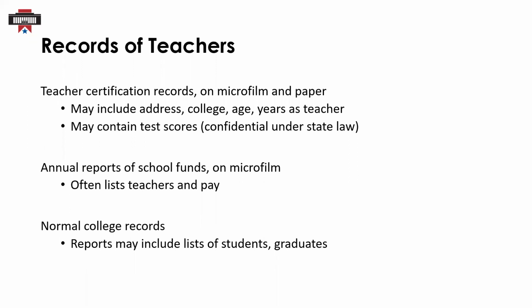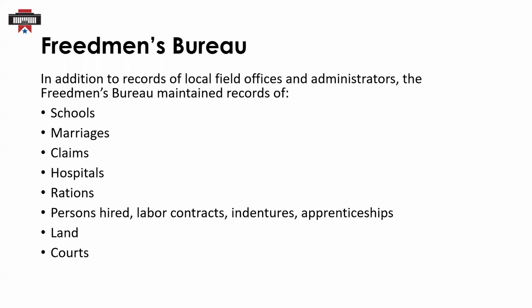The Bureau of Refugees, Freedmen, and Abandoned Lands was a federal agency that played an important role immediately following the Civil War. More commonly known as the Freedmen's Bureau, this agency operated in Texas from 1865 to 1870 and assisted formerly enslaved individuals in their transition to freedom.